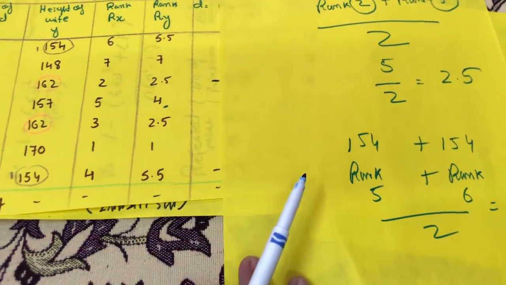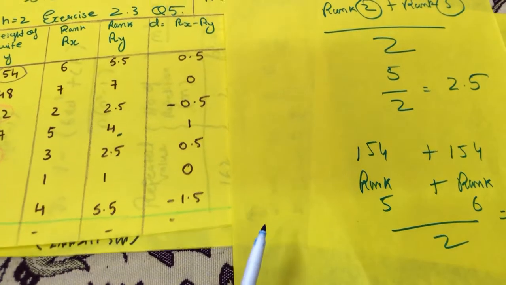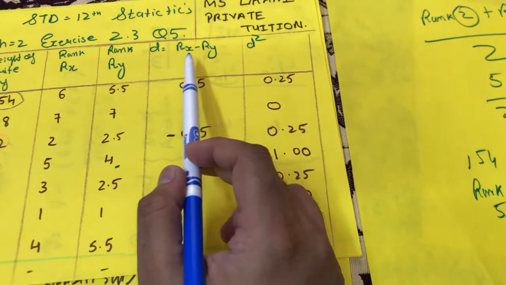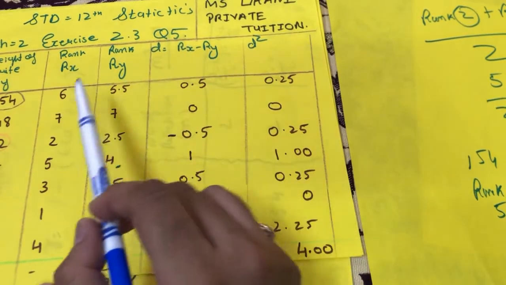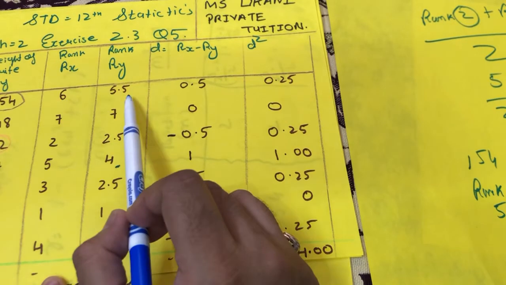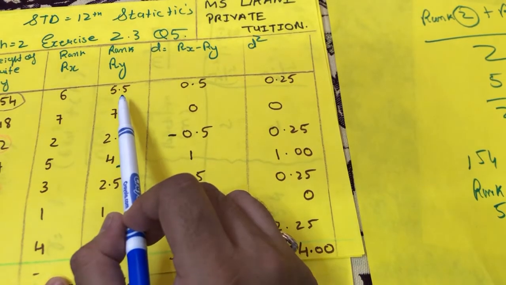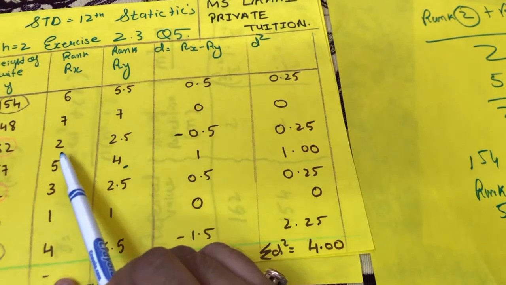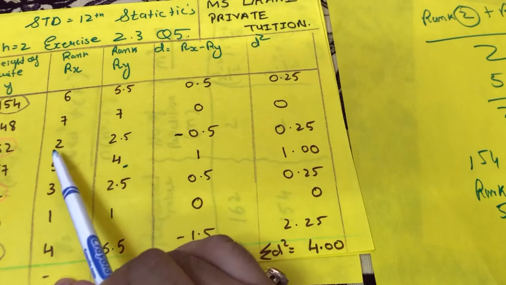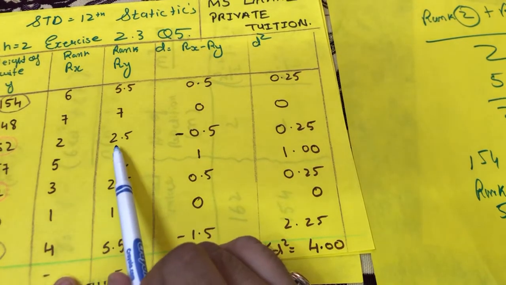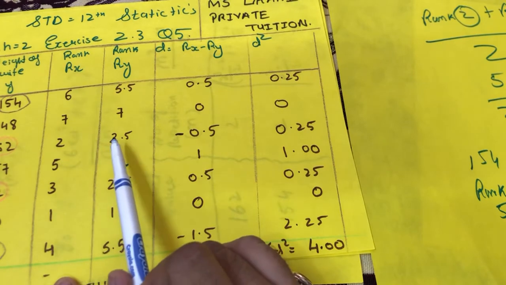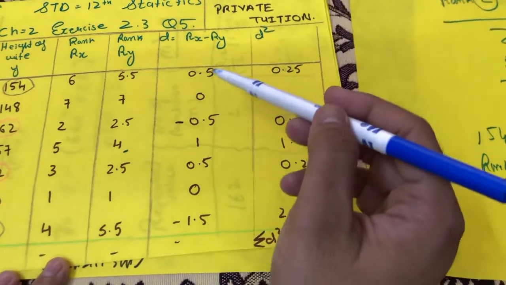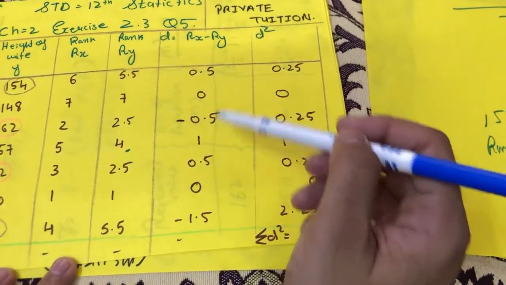Okay. Now as you know, we will prepare the D column. The formula for D is Rx minus Ry. So Rx minus Ry, 6 minus 5.5, our answer will be 0.5. 7 minus 7 will be 0. 2 minus 2.5. See here, 2 is the smaller one and 2.5 is bigger. So if we subtract a bigger number from a smaller number, our answer comes in negative. So in this way we have prepared the column D.